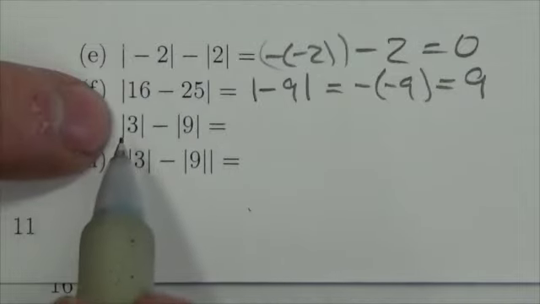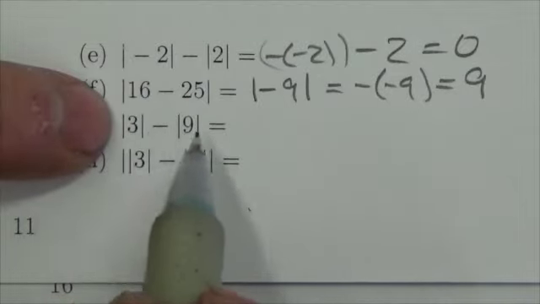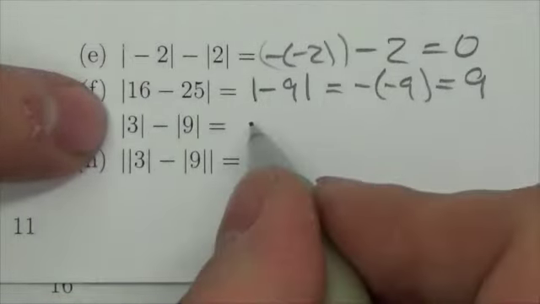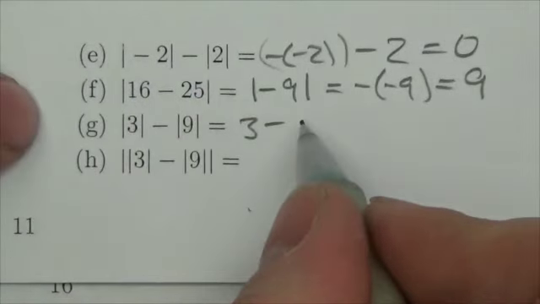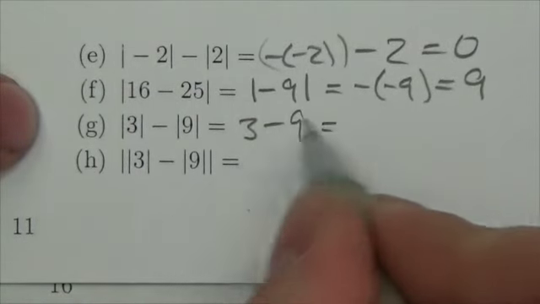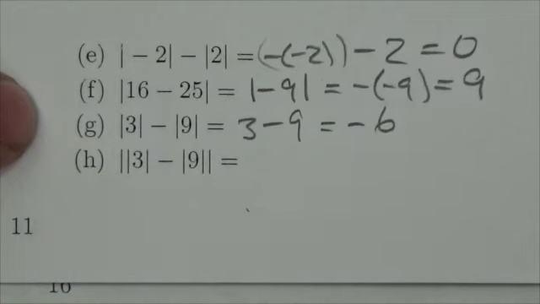Here, a little bit different because the negative sign is in between absolute values. So the absolute value of 3 is 3, minus the absolute value of 9 is 9. And so this is going to give us -6, the difference between them.